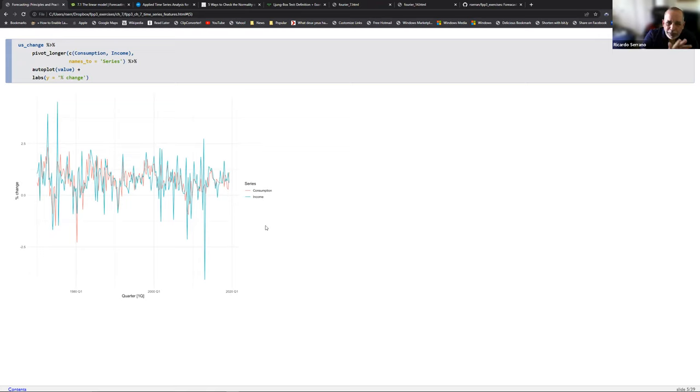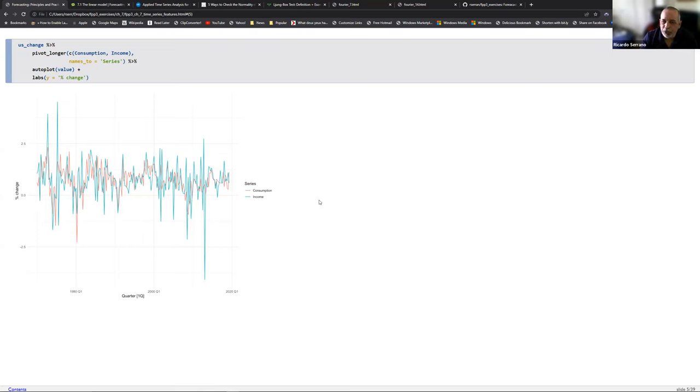What can we see from the plot that we have right here? What will be your comment, Federica? My first comment is they're quite similar, except that income has larger peaks, but they follow the same trend. Okay, so we have consumption, which is the red-orange line there. And we also have some periods where there is a larger magnitude in income, in consumption, but also in income.